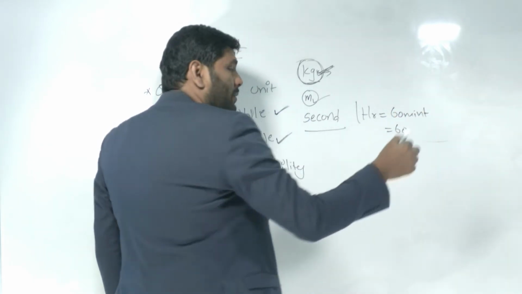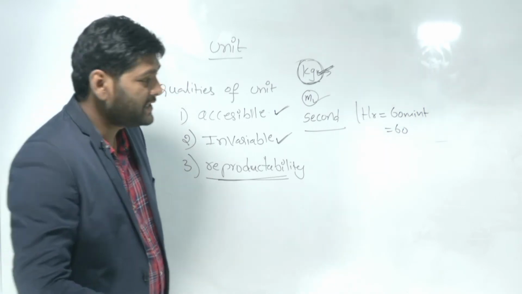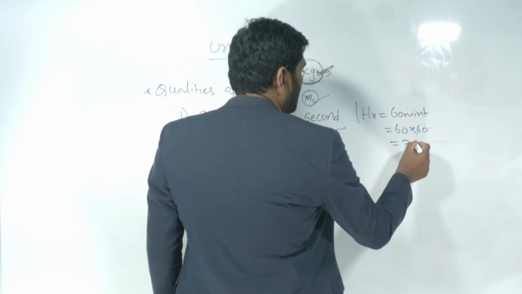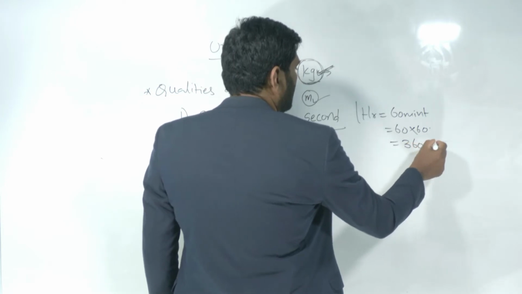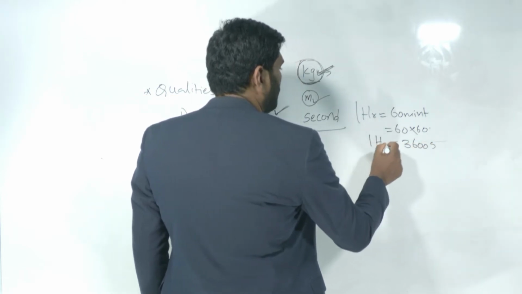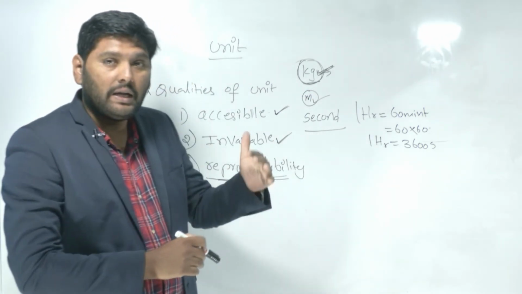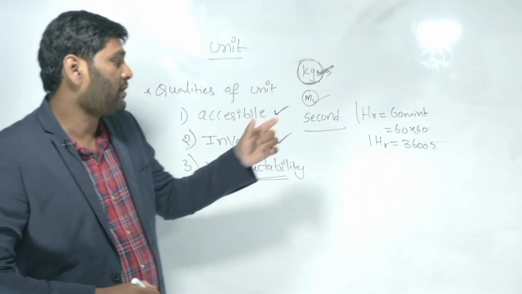1 minute is equal to how many seconds? 60 seconds. Totally, 3600 seconds is equal to 1 hour. This is a way we can multiply the second for 1 hour also.